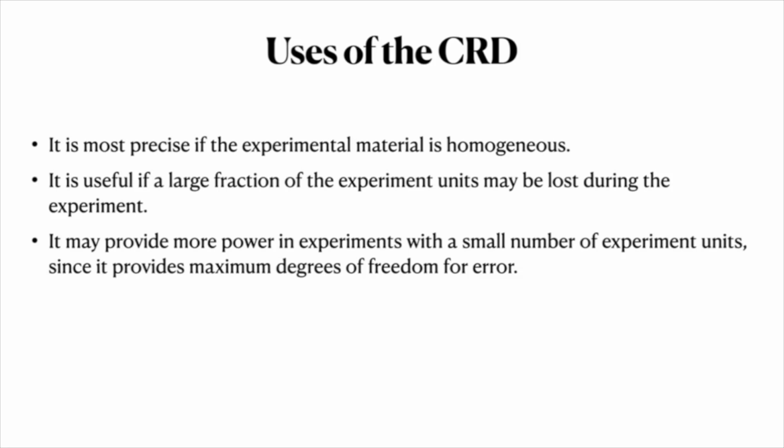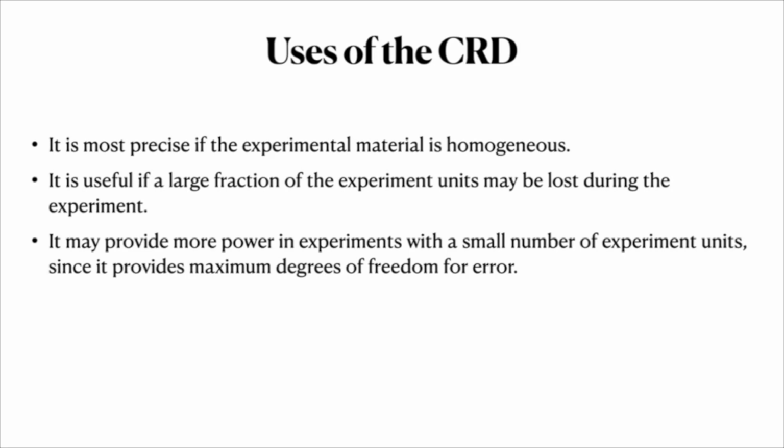In addition, it is the most precise if the experimental material is homogeneous. So if you've got very homogeneous experimental units, and if there's really no reason for blocking and things like that, then you may very well want to use a completely randomized design, because you're not going to have this lack of precision issue, and you will have maximum degrees of freedom for error, which again will give you more power.